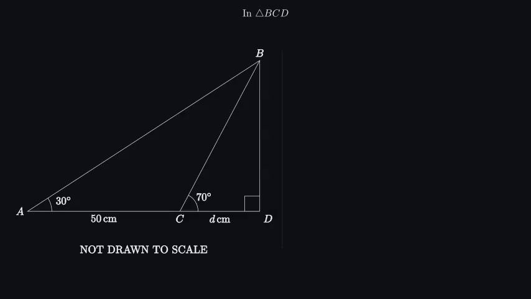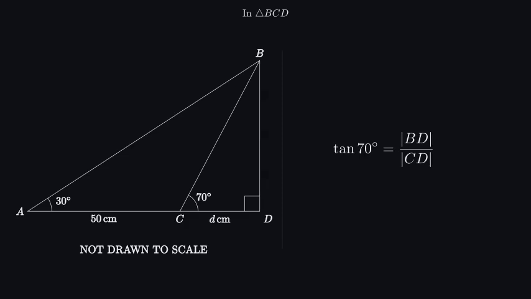Now focus on the smaller right triangle, BCD. With respect to the 70 degrees angle at C, the opposite side is length of BD, and the adjacent side is length of CD equals d. So we use tangent again. Using tangent in triangle BCD, we write tan of 70 degrees equals length of BD over length of CD. So from the smaller triangle, length of BD equals d tan of 70 degrees.